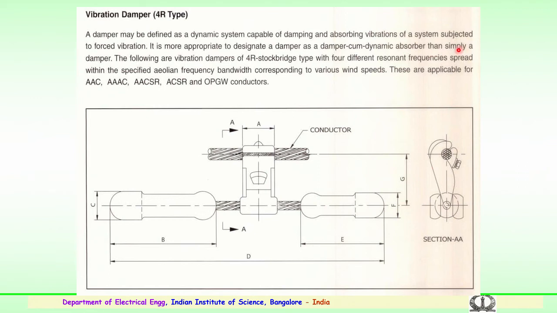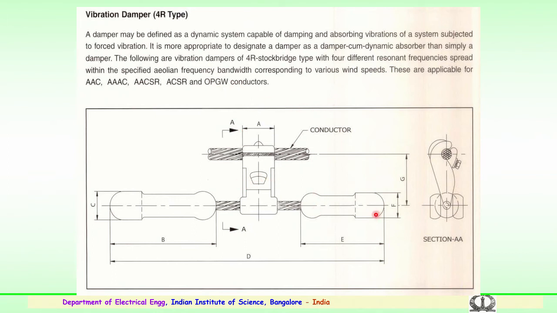Some of the vibration dampers have 4 different resonant frequencies spread over the specified aeolian frequency bandwidth corresponding to various wind speeds. So, the damper will be tuned to suppress 4 different frequencies which are seen in the conductors because of vibrations, particularly the aeolian vibrations, and the frequencies generated will be suppressed with the help of these dampers. And these again are applicable to all types of conductors being used and also to the earth wire. So, AAC conductors, ACSR and optical fiber ground wire conductors also.